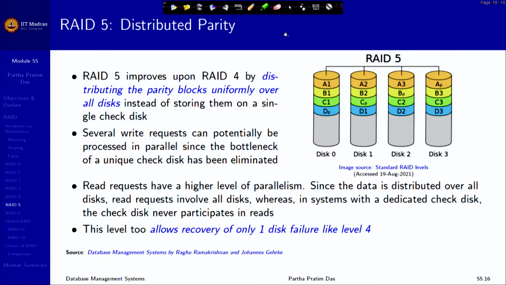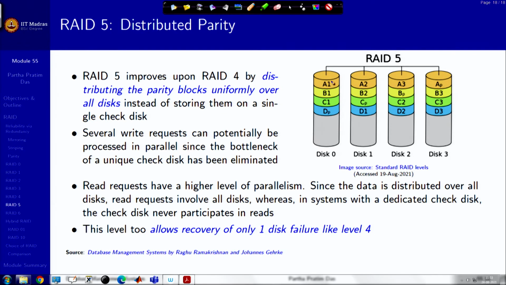RAID 5 tries to improve on RAID 4 by distributing the parity. It writes the blocks as well as the parity of some blocks on a different disk. There are 4 blocks shown here. The parity of D is written here, parity of C is written here, parity of B is written here, parity of A is written here. When you are reading, you are reading the parity from a different disk, but that is not a centralized single disk.